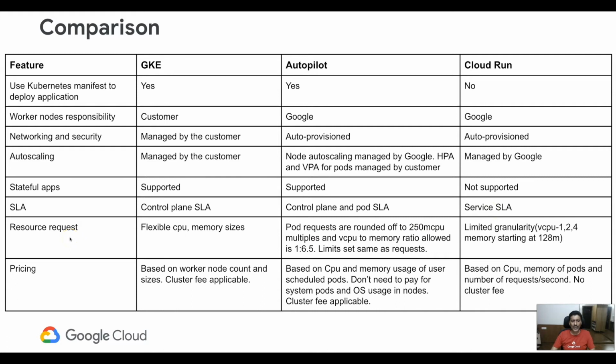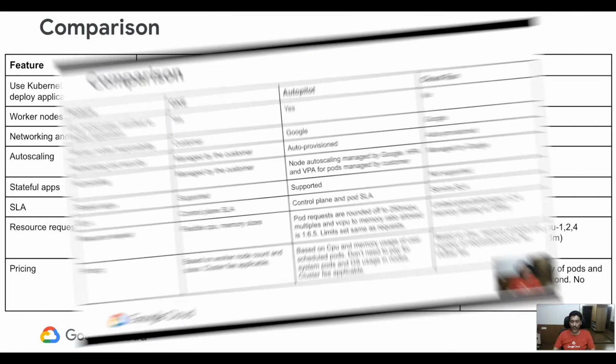From a resource request perspective, GKE offers the most flexible option. The flexibility reduces as we move towards Autopilot and Cloud Run. From a pricing perspective, for GKE, we are charging based on the worker nodes, and in Autopilot, we are charging based on the pods that you're scheduling. So even though there are nodes underneath, you don't have to pay for the nodes. We only charge for the pods, and we also do not charge for the system pods. And in Cloud Run, we don't even expose the nodes to the user, and you are charged only based on what your service is using. And if your service is not running, you don't pay for it.